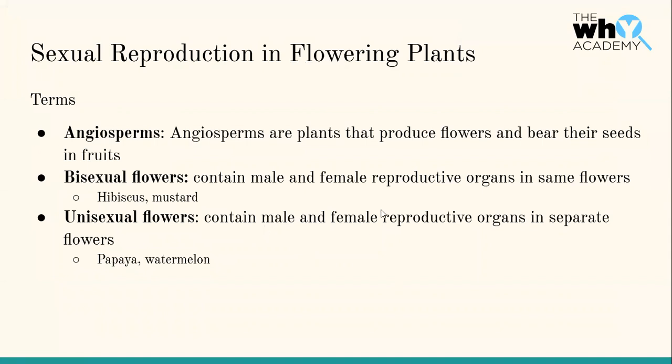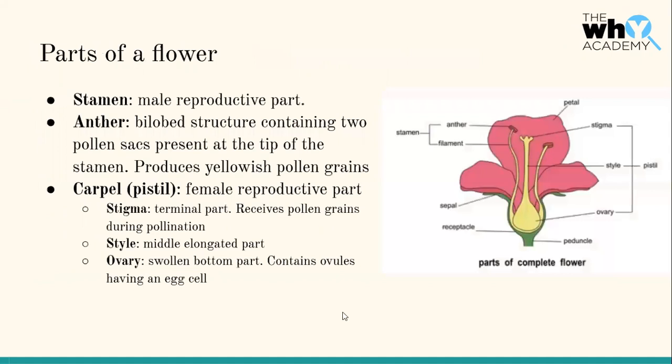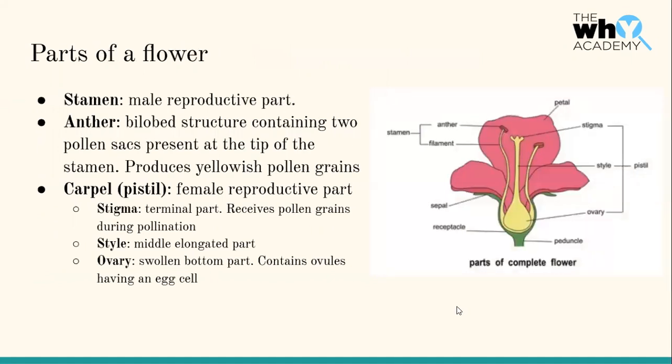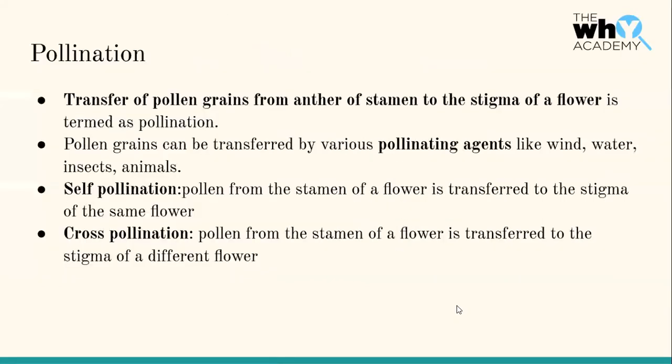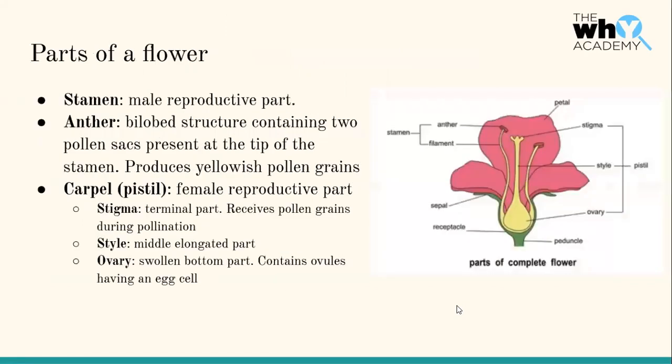Right? And then there are flowers where the reproductive organs are in separate flowers, unisexual. The classic example is papaya tree or papaya flower, and also watermelon. What we'll do is we'll just do these two slides. We'll do parts of flower and we'll do pollination. Then we'll continue on Thursday.